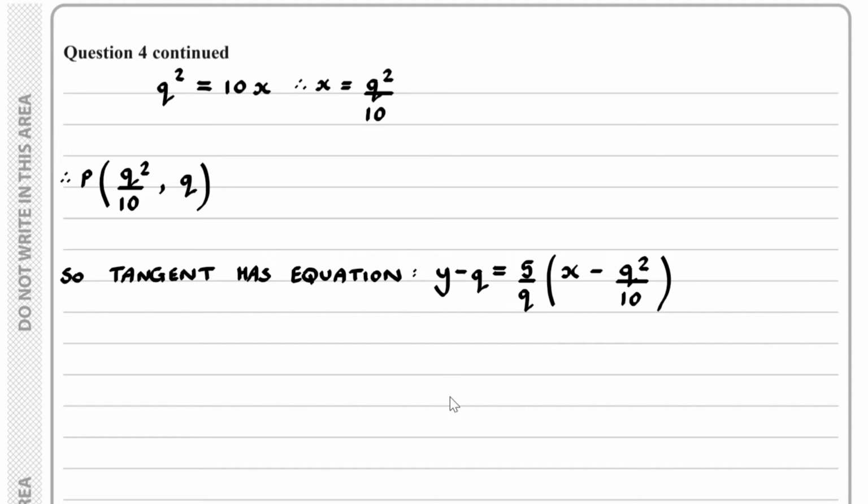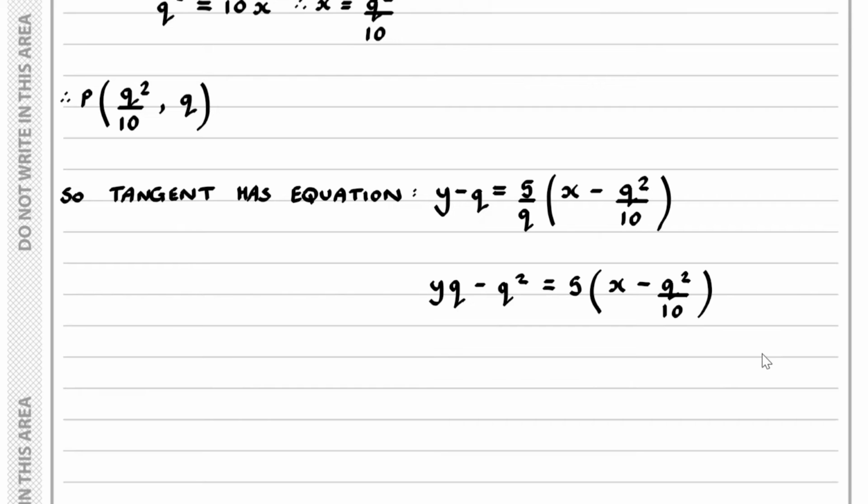So if I multiply through by q, we've got yq subtract q squared equals 5 multiplied by x subtract q squared over 10, and if I multiply the 5 into this bracket, we have yq subtract q squared equals 5x subtract q squared over 2. 5 times the 10th is a half.